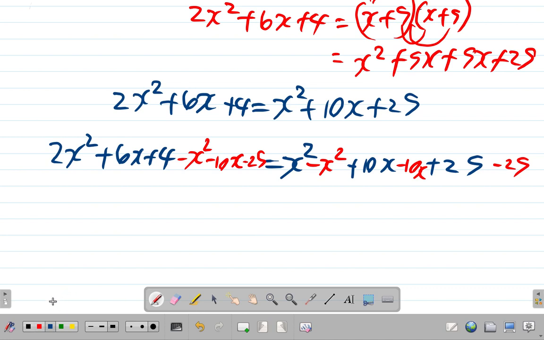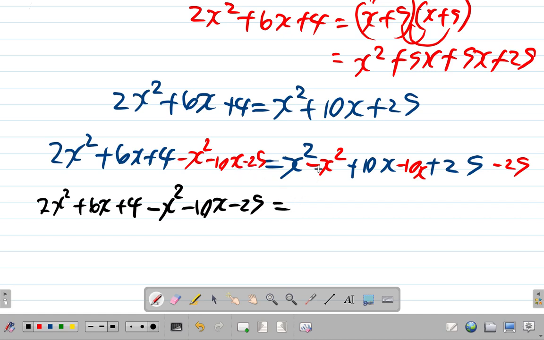So what will happen after you do that? You're going to have 2x squared plus 6x plus 4 minus x squared minus 10x minus 25, all of that on the left hand side, equals x squared minus x squared is 0, so that's gone. 10x minus 10x is 0, that's gone. 25 minus 25 is 0. So everything over here equals 0.